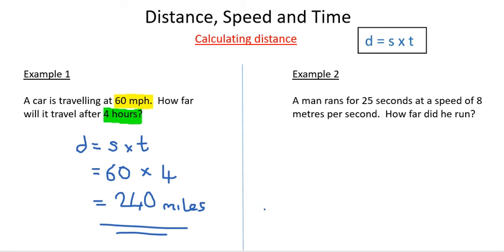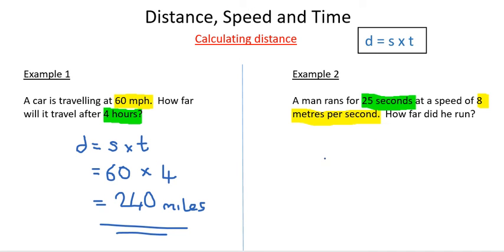Okay. So example 2. A man runs for 25 seconds at a speed of 8 metres per second. How far did he run? Okay, so let's look for our speed first again. Our speed, well, we have 25 seconds, but seconds by itself is just a time unit, so that's actually our time. So our speed must be the 8 metres per second. So every second this man is running 8 metres. But the question's telling us he's going for 25 seconds.